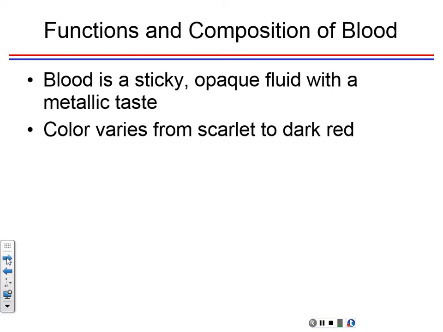So blood is a sticky, metallic tasting fluid tissue. It's opaque. It's dark red when it's got no oxygen in it, and it's a really scarlet, bright red when it's got oxygen in it. So color varies from scarlet to dark red.